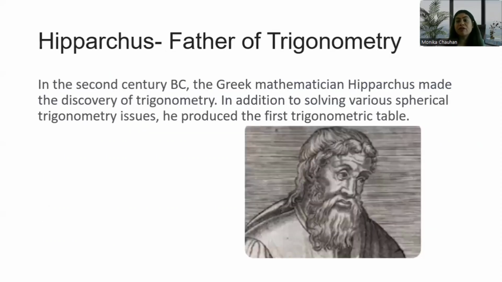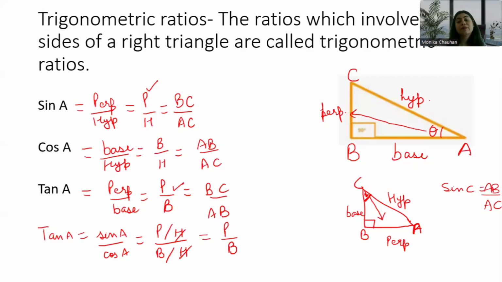Next, who is the father of trigonometry? It's Hipparchus, who is a Greek mathematician. He's actually a geographer too. Because he had to calculate some sides and angles, the distances, that's why he came up with it. So he got the first trigonometric table. Okay. That I helped you, but we will revise it again.